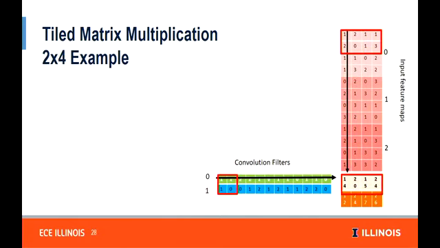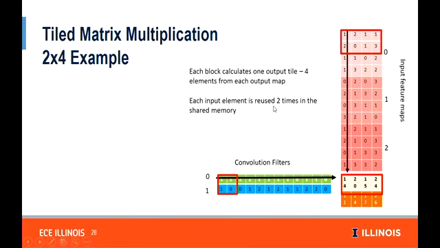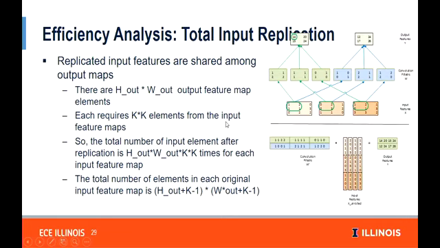And if we use bigger tiles, then we can potentially have even more savings, okay? So that's why you can play with different tile sizes, and then each input element is used 2 times in the shared memory, and so on.